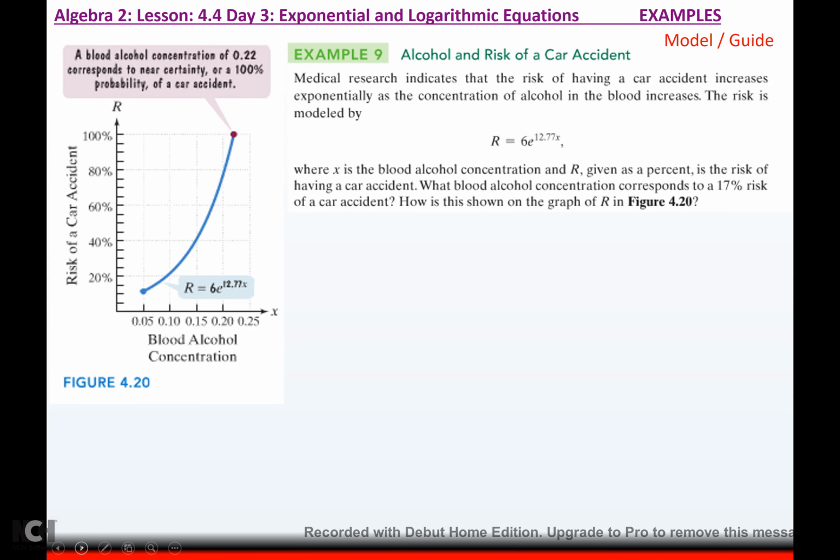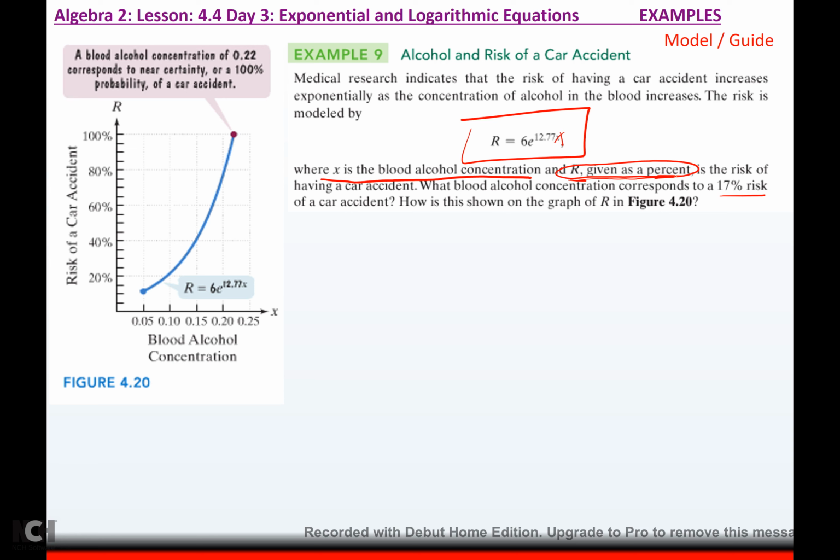It says medical research indicates that the risk of having a car accident increases exponentially as the concentration of alcohol in the blood increases. The risk is modeled by this formula, where x is the blood alcohol concentration and R, which is a percent, is the risk of having a car accident. The question is, what blood alcohol concentration, so they're asking me to find x, corresponds to a 17% risk of a car accident.